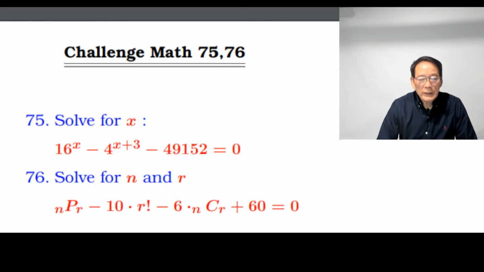And question number 76: solve for n and r. N permutation r minus 10 times r factorial minus 6 times n combination r plus 60 equals 0. Okay, let's work it out.